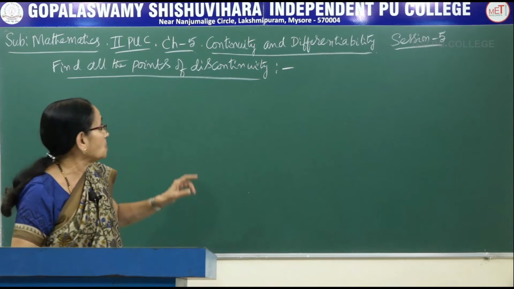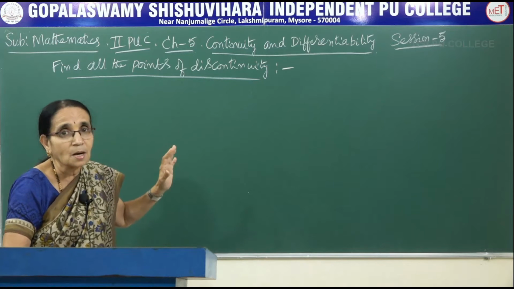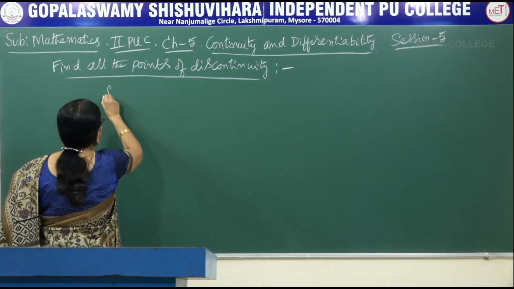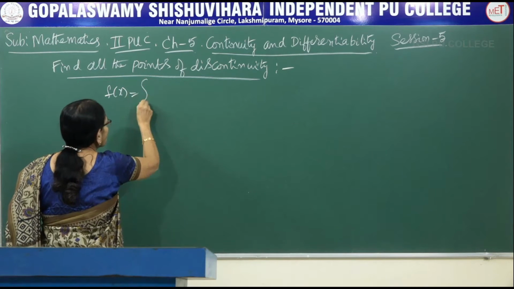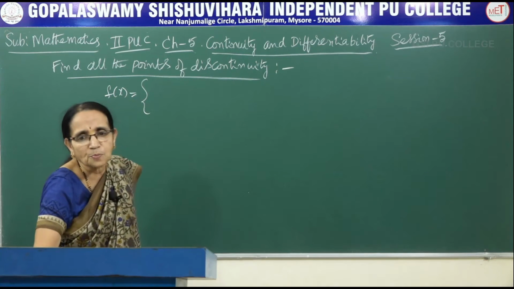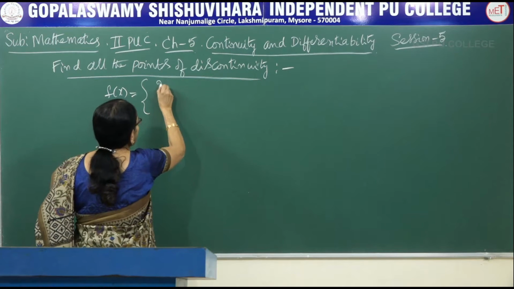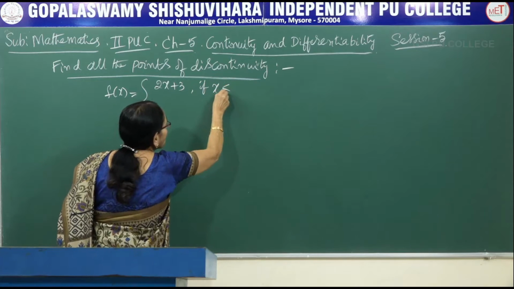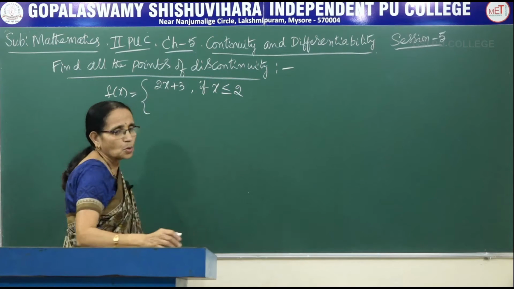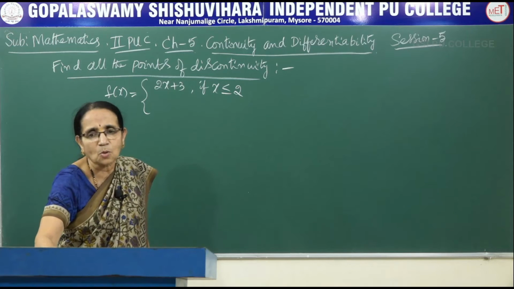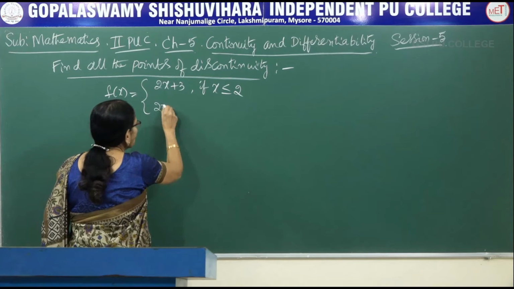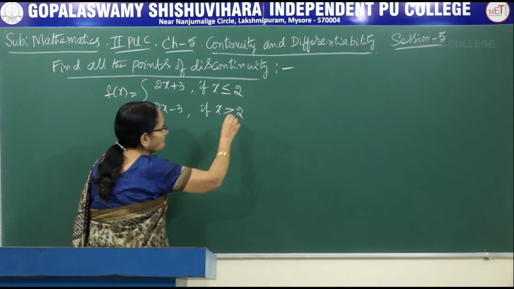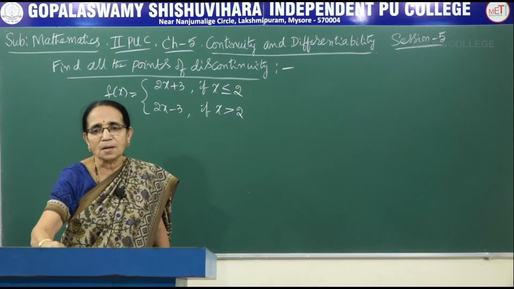Now the first problem: find all the points of discontinuity of the function f given by, f of x is defined in two ways. First part is 2x plus 3 if x is less than or equal to 2. And the other way is 2x minus 3 if x is greater than 2.